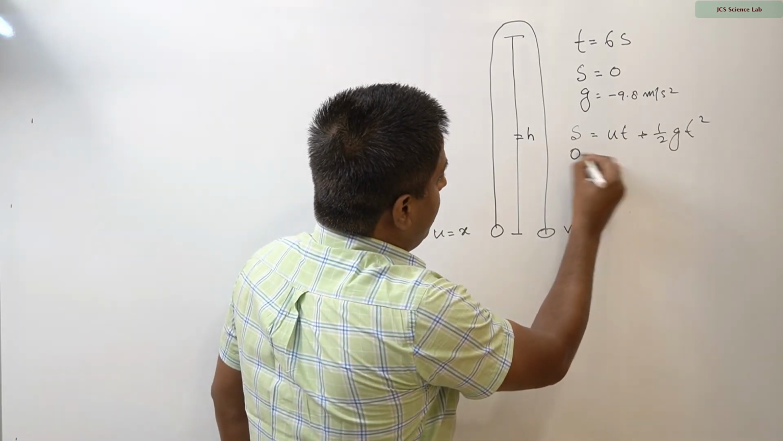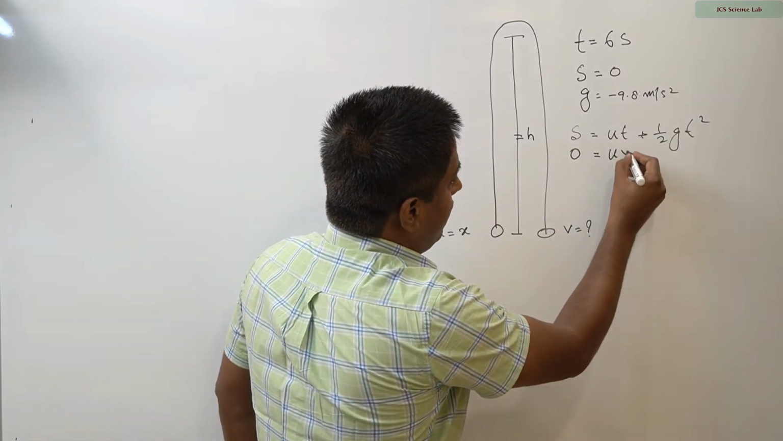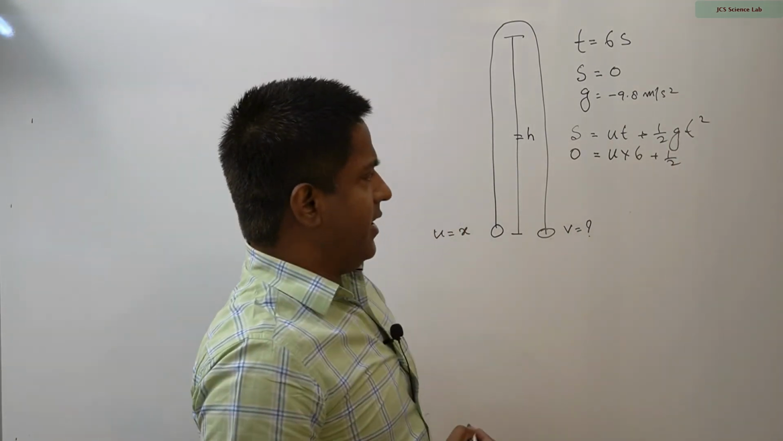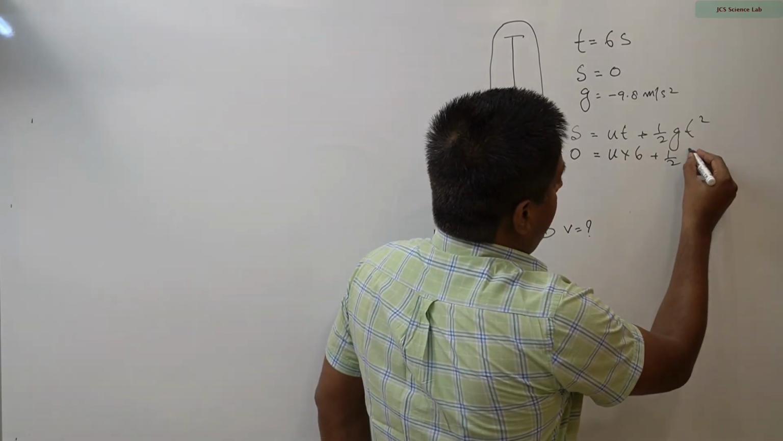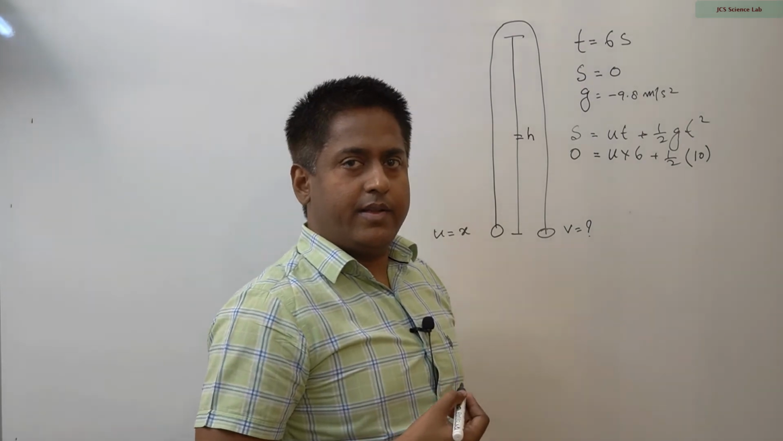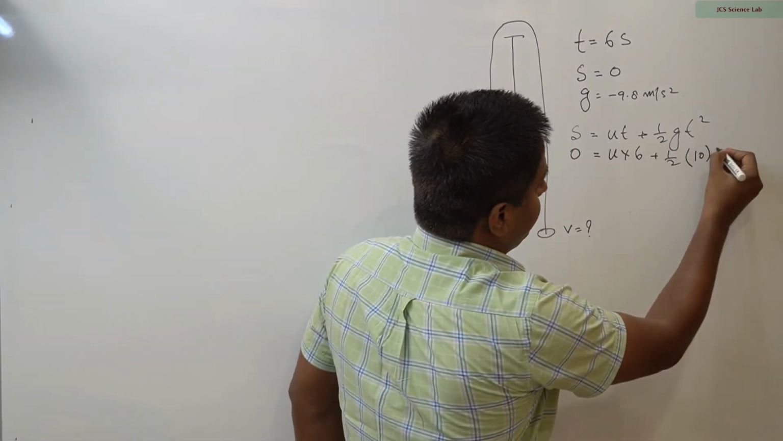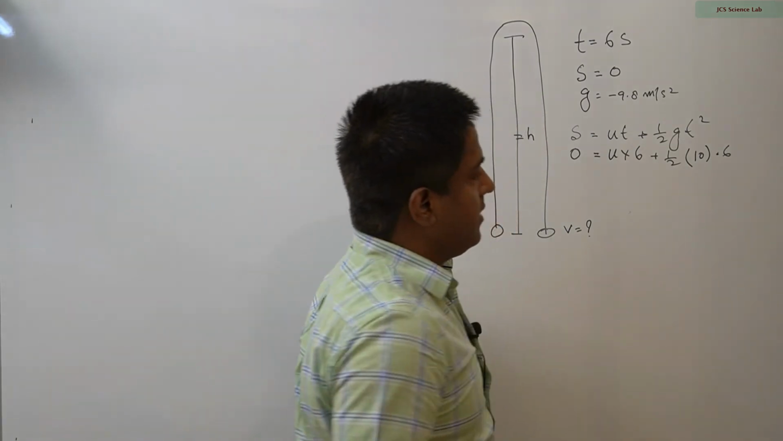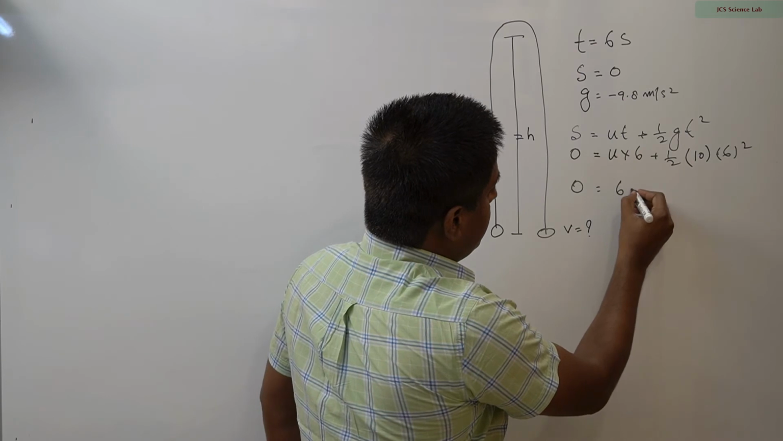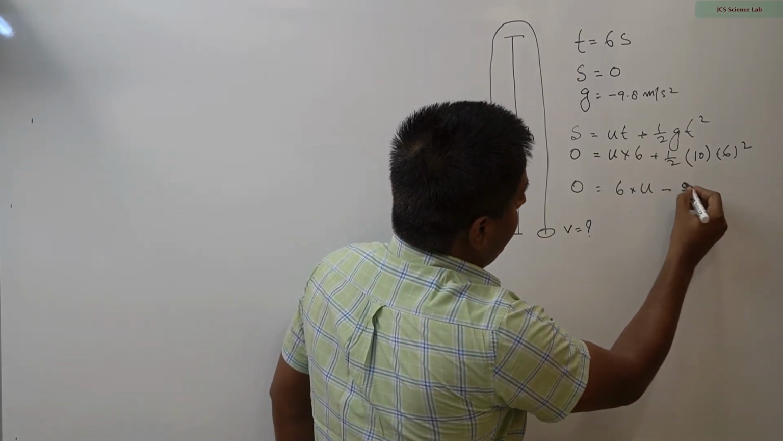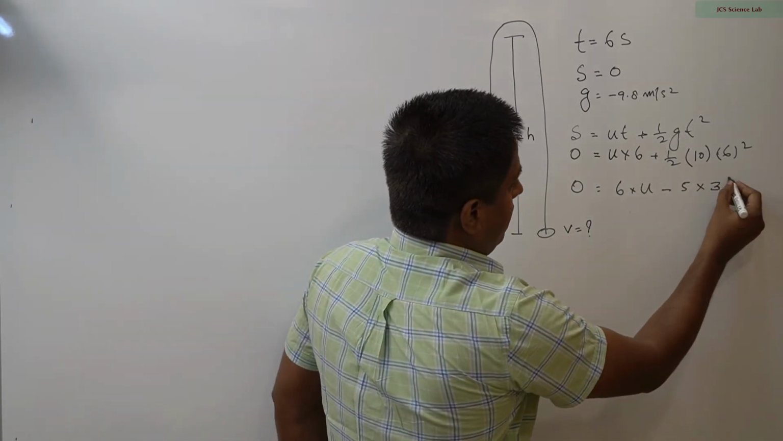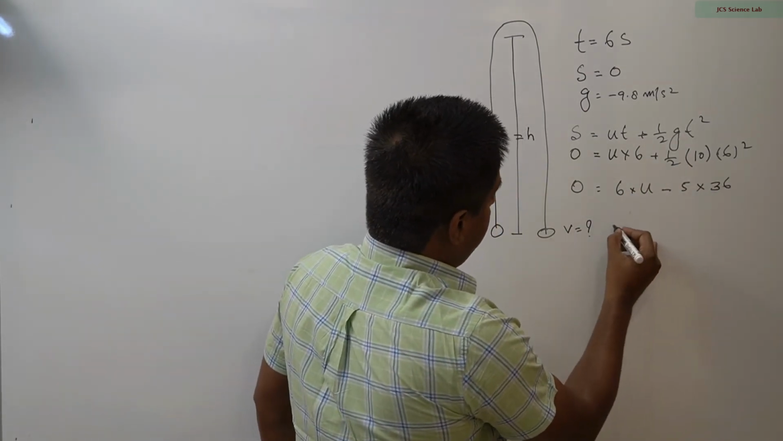Net displacement is 0. Initial velocity we don't know. Total time is 6 seconds, plus 1 by 2, and I'm taking g here as 10. Right? You can take 9.8 in the exam if not given. And time is again 6 seconds, so the square of 6. So 0 is equal to 6 into u minus 5, since 2 into 10 by 2 is 5, into 36.